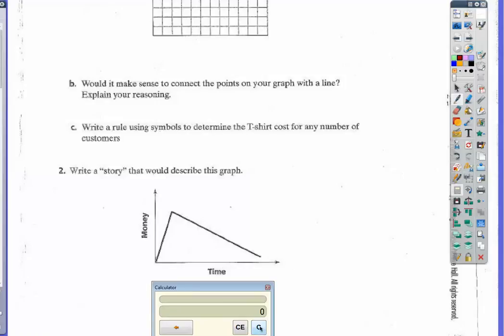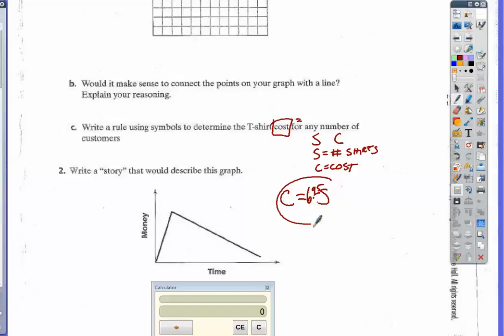C, write a rule using symbols to determine the t-shirt cost for any number of shirts. Well, remember, we were using S's and C's. S for the number of shirts, and C for the cost. So it asks for the cost for, well, that's just a fancy way of saying equals, any number of shirts. Well, I know the cost isn't equal to the same number of shirts, right? That means that each shirt would be worth $1. Well, what is the cost of the shirts? The cost of the shirts is $6.95.